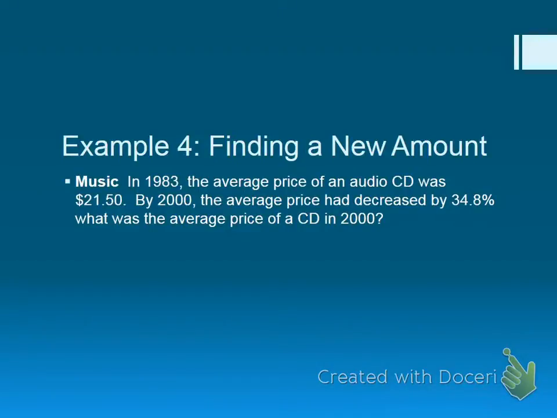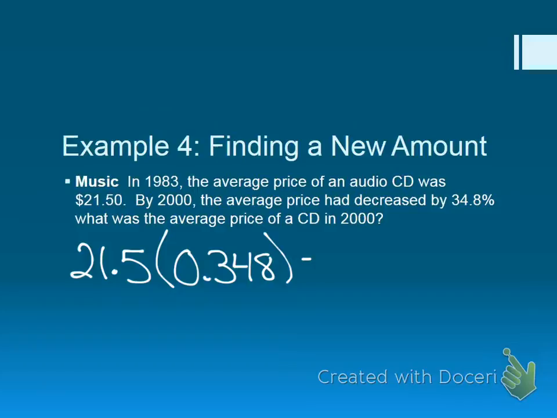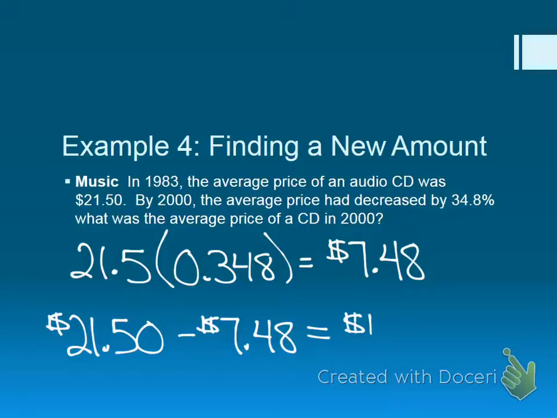Take 21.50, what do I multiply it by? 0.348. What did you get? 7.482, or I just went ahead and rounded it to the penny. No matter when you rounded it, you should have still got $14.02. Why did I subtract? Because it's decreasing. Who got $14.02?